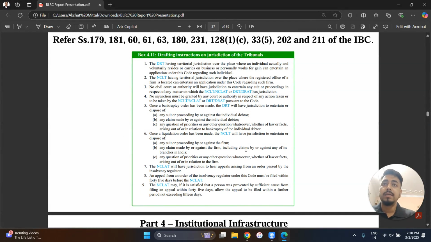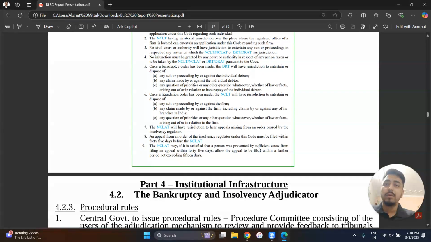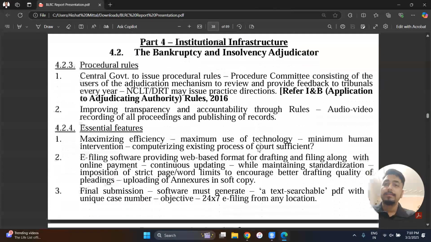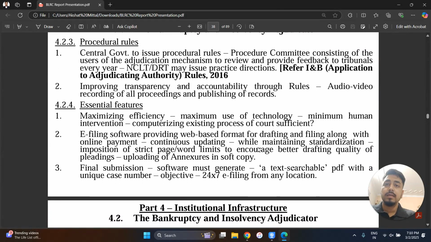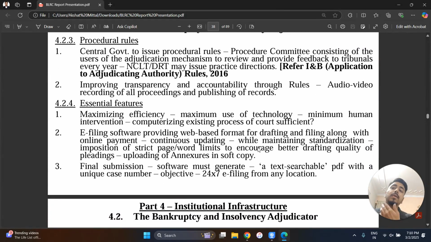Now, here the committee has given some drafting instructions on the jurisdiction of the tribunal, and these instructions, as I have written, are materialized in the shape of these sections. So you may have a look at it. Then, when we talk about the procedural rules, the central government is the appropriate authority to prescribe rules for the efficient working of these adjudicators. And then the regulations are tasked to the IBBI, as we have already discussed.